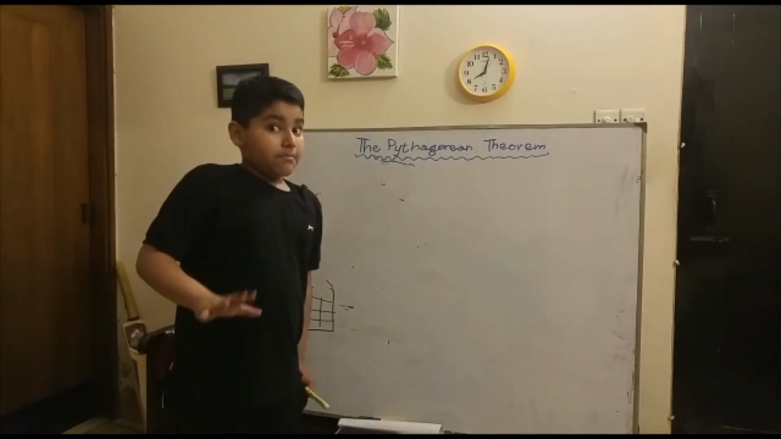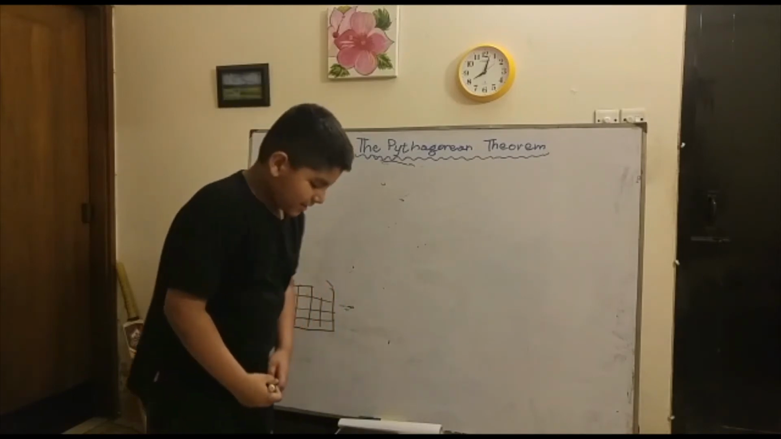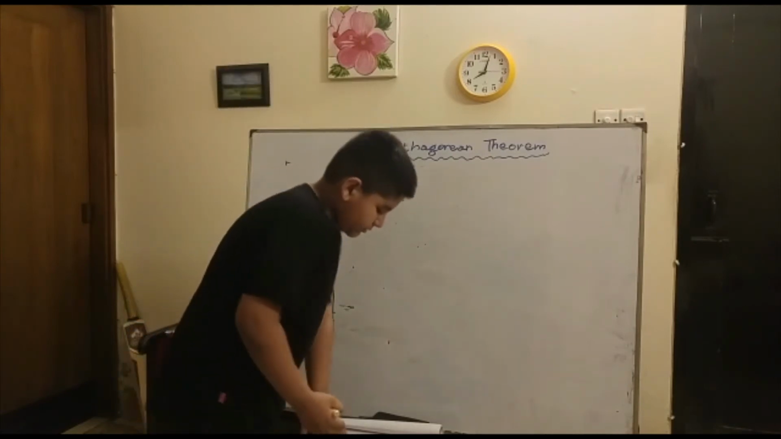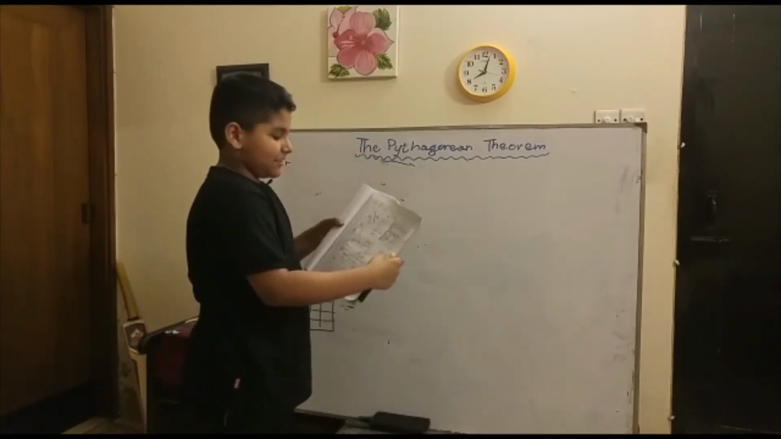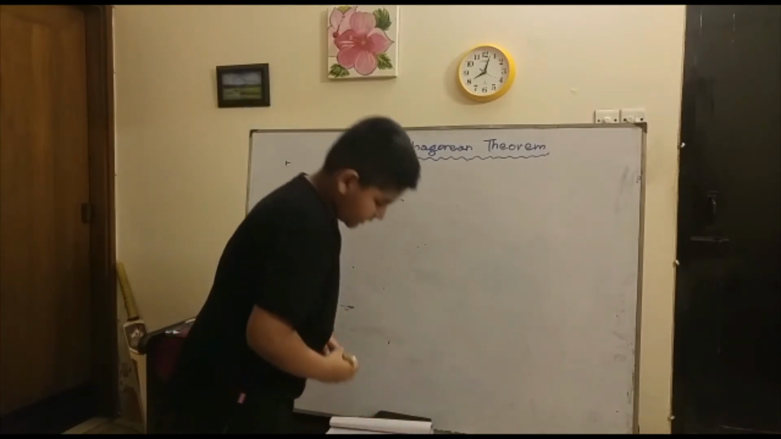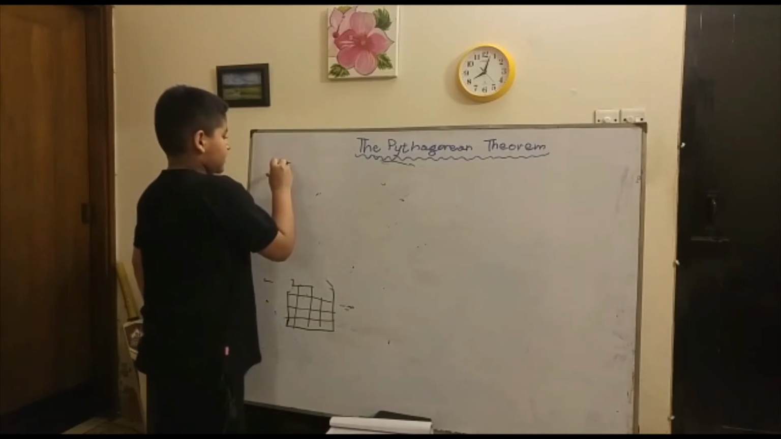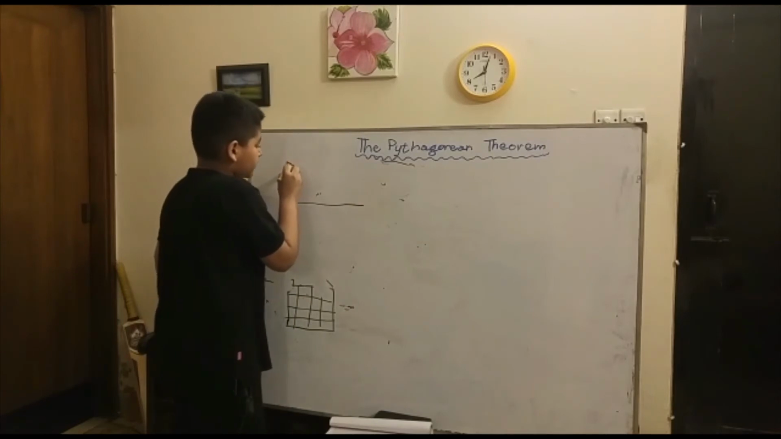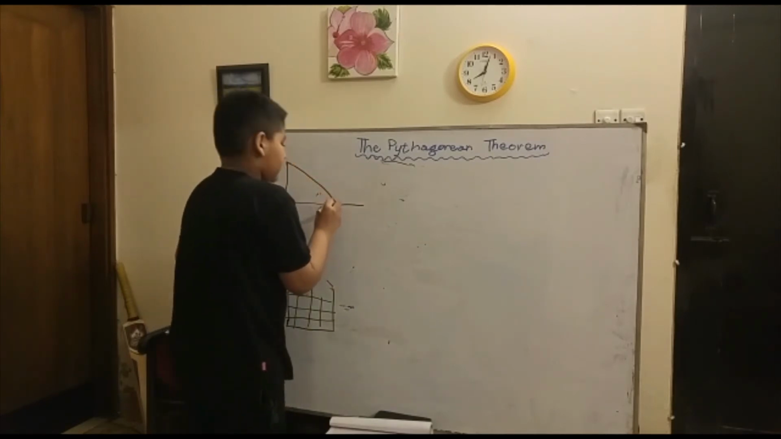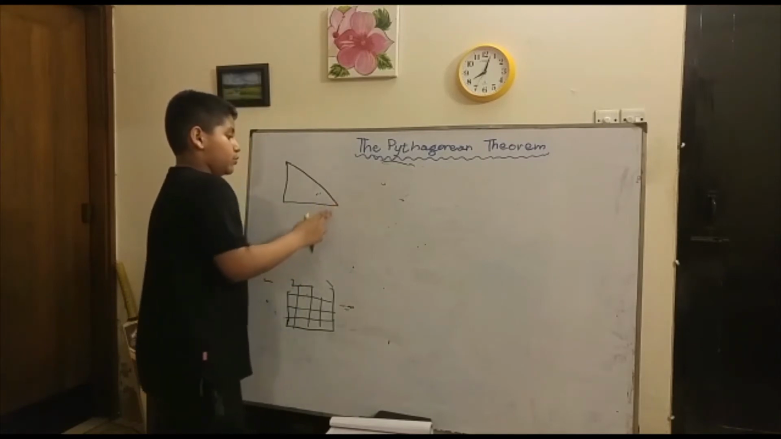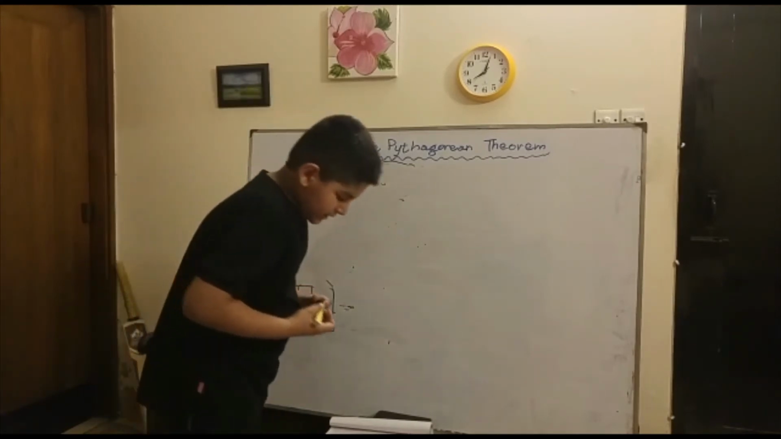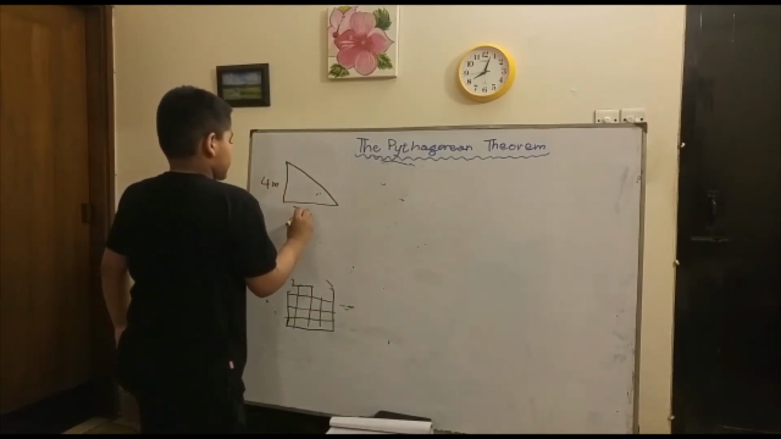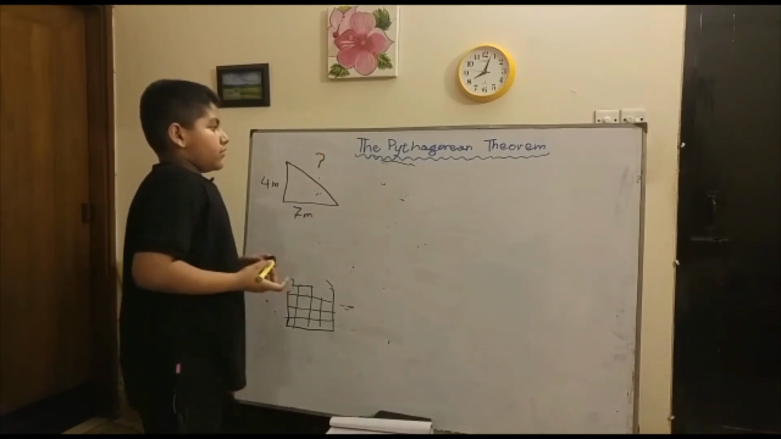Now let's see this theorem in action. So, I have this book here again. What it is helpful for is to find out what we don't know from using something that we do know. Okay, so let's see this triangle with 4 meter and 7 meter sides. What would be the third side?